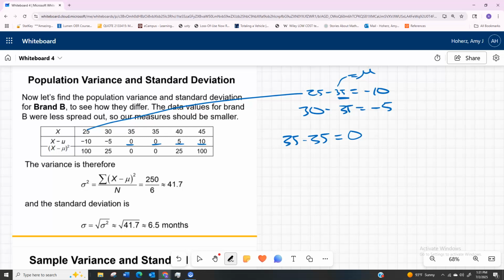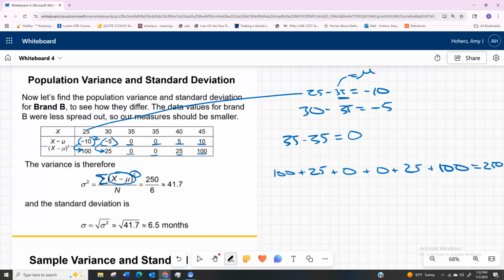So I'm going to do the same thing. I'm going to square those. -10 squared gets you 100. -5 squared, we already know, is 25. 0 squared is 0. 0 squared again is 0. 5 squared is 25. And 10 squared is 100. So to go from the second row to the third row, you just square them. And then the formula says, once you've subtracted the mean from all of them and you've squared them all, then add them up. So we're going to do 100 plus 25 plus 0 plus 0 plus 25 plus 100, and that gets us only 250.